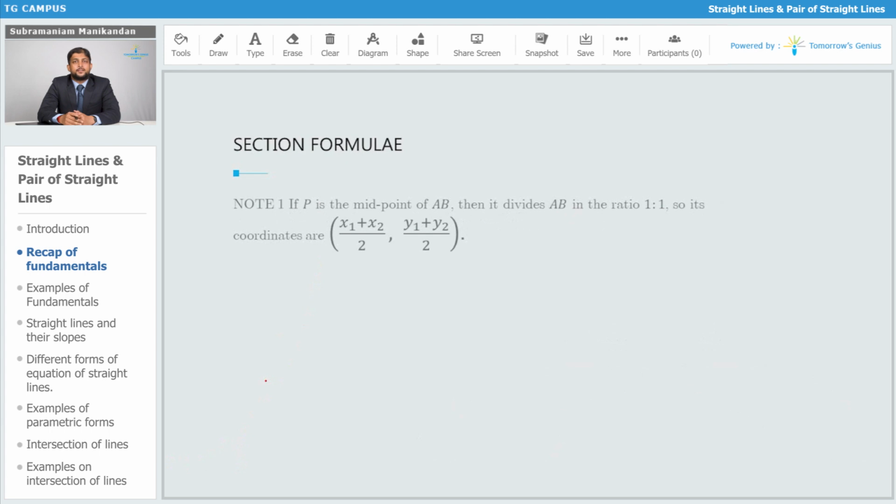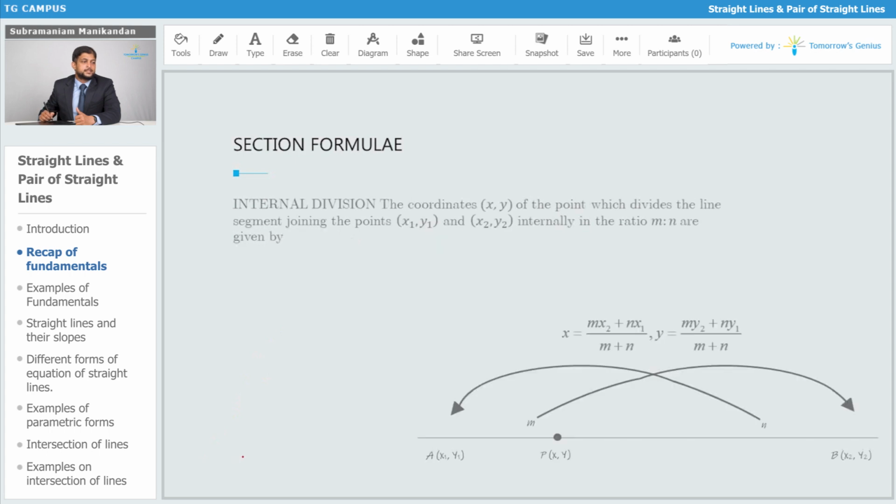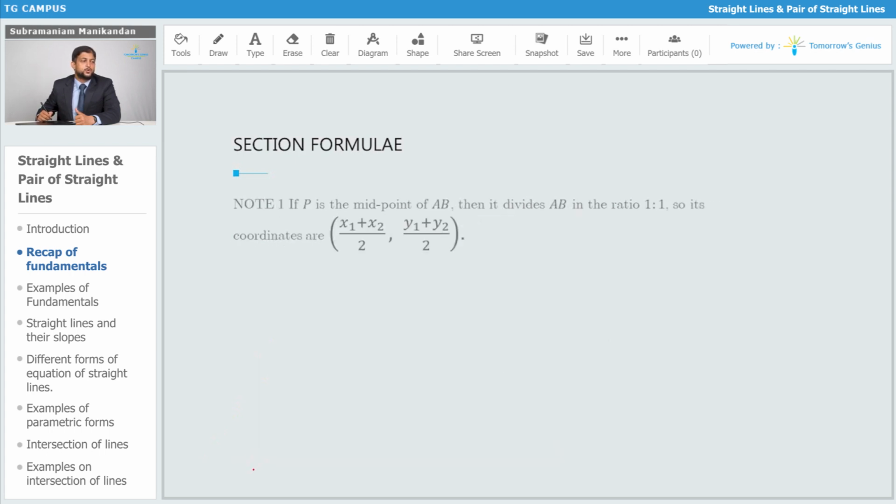We can derive a special case of the section formula for when the point P lies exactly between the 2 points which are given. For example, if P lies exactly between these 2 points, then the ratio m is to n becomes 1:1. So in that case, the section formula reduces to the midpoint formula. So if P is the midpoint of the line segment AB, then the coordinates of the point P, the midpoint of the line segment AB, whose endpoint coordinates are x1, y1 and x2, y2, is given by (x1 plus x2) divided by 2, comma (y1 plus y2) divided by 2.